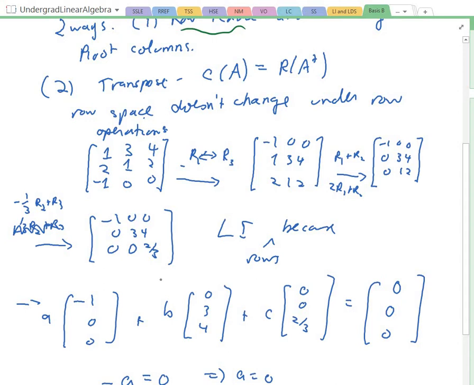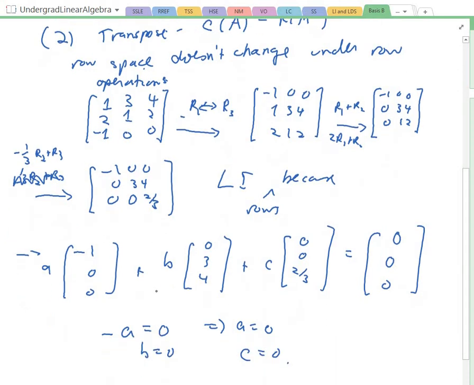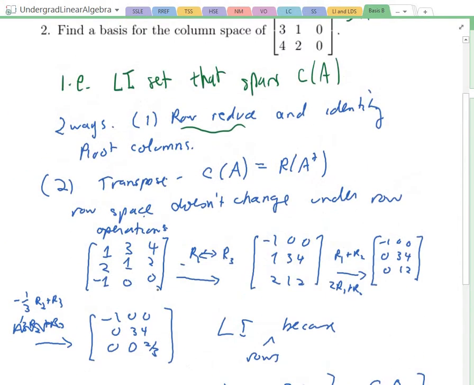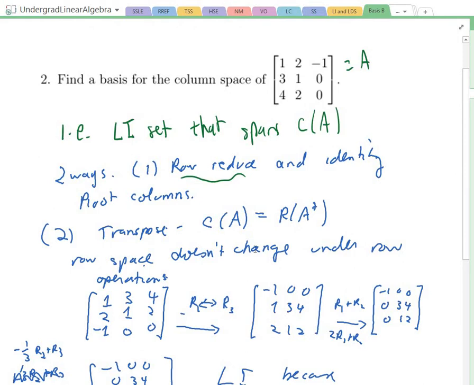So the point I want to make is you don't need to row reduce all the way. Just row reduce to the point where you can tell the vectors are linearly independent. And these are linearly independent because if you try to form a linear combination, you can read off that each of the coefficients would have to be 0. All right, so that's a good practice.